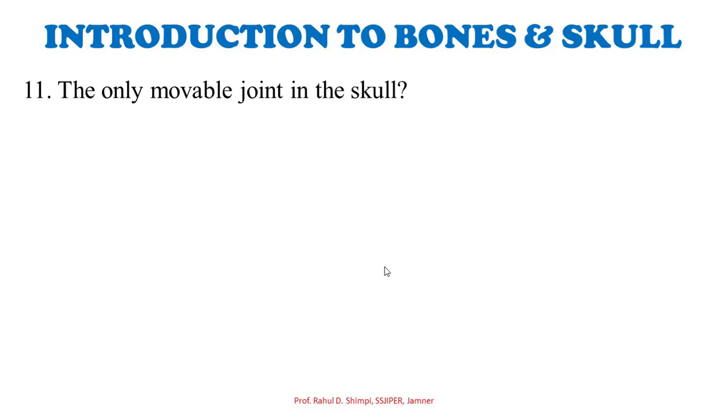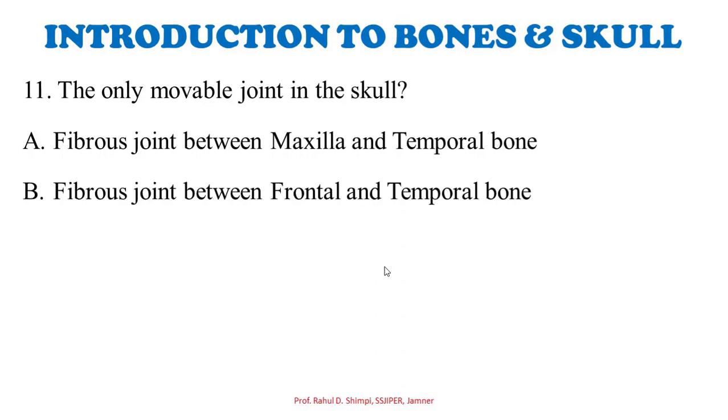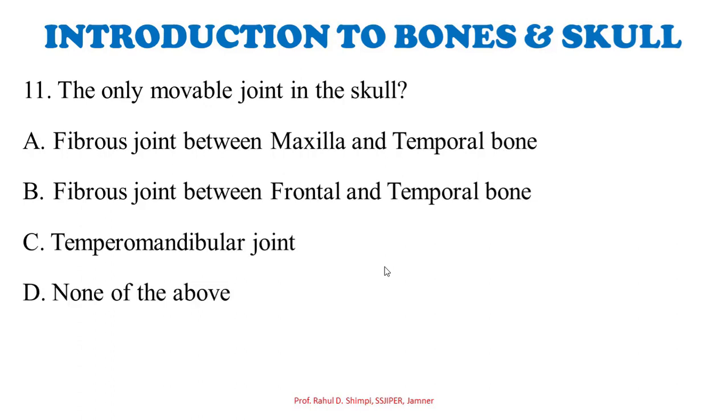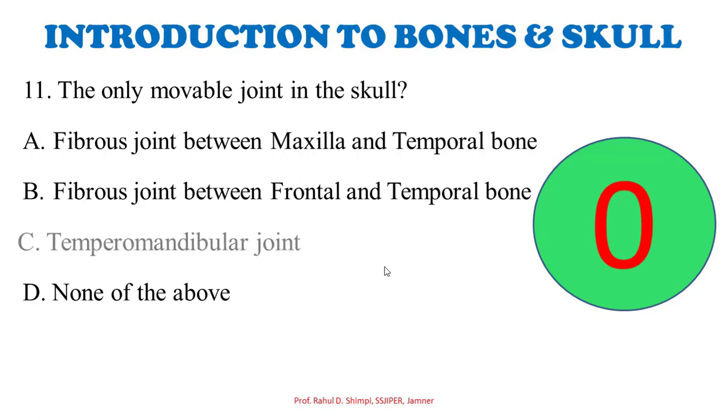The only movable joint in the skull. A. Fibrous joint between maxilla and temporal bone. B. Fibrous joint between frontal and temporal bone. C. Temporomandibular joint. And D. None of the above. Take your own time to solve this question. So what will be the answer, friends? Option C is the correct answer, that is temporomandibular joint. It is the only movable joint, while the joints present in options A and B are immovable joints.